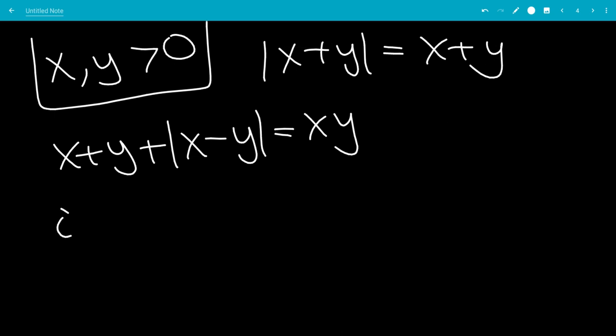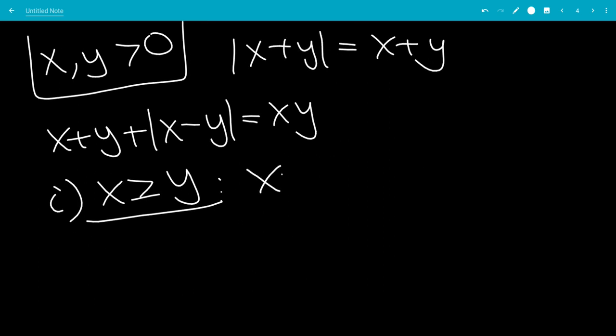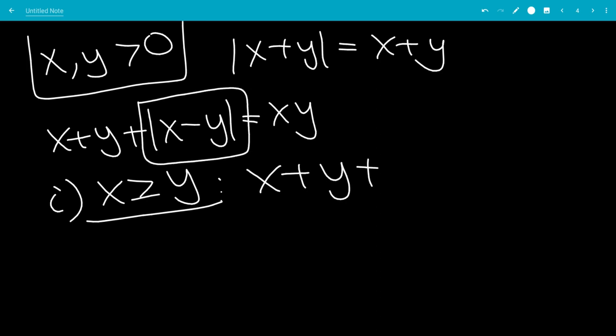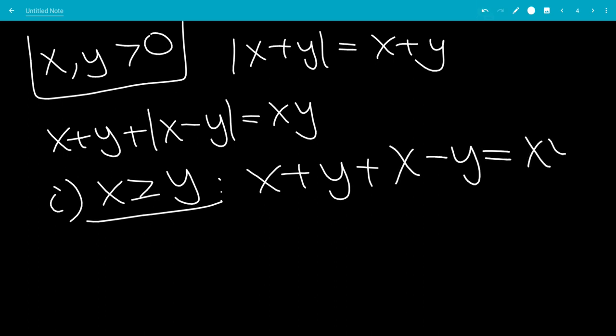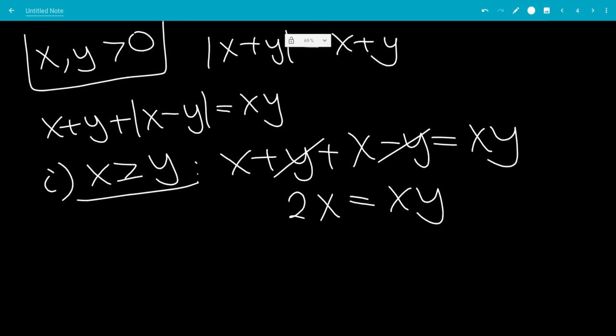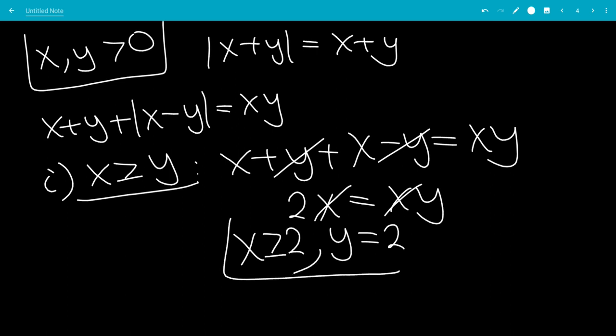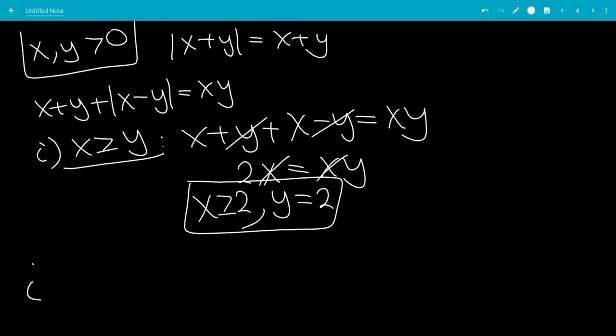Now we have two subcases: x bigger than or equal to y, and x less than y. For x bigger than or equal to y, the absolute value of x minus y is just x minus y, because x minus y is bigger than or equal to 0. So we have x plus y plus x minus y equals xy. Y and negative y cancel, leaving 2x equals xy. Because x is bigger than 0, we can cancel out the x, which means y equals 2. And since x is bigger than or equal to y, x is bigger than or equal to 2. That's the solution of this subcase.